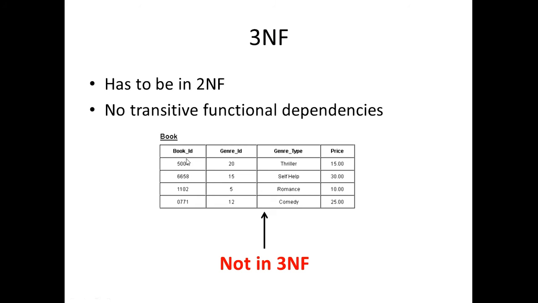Now, a transitive functional dependency goes like this. If we have this book ID determines its genre ID, and the genre ID determines the genre type. So therefore, the book ID determines the genre type through an intermediary column of genre ID. And that's what we call a transitive functional dependency. And as you see, this table is not in third normal form. And on the next slide, I'm going to show you how to actually restructure this table so that it now is in third normal form.